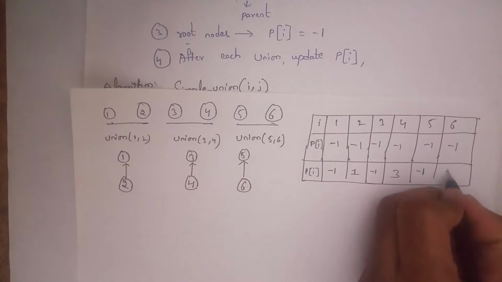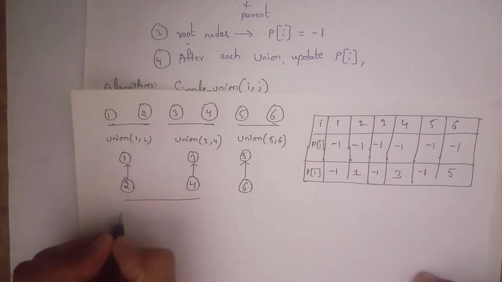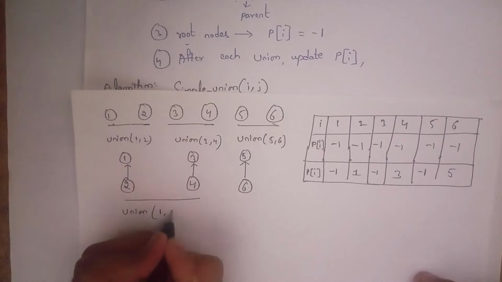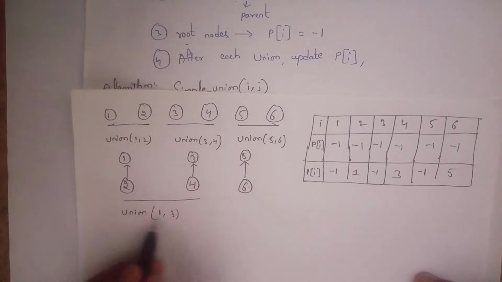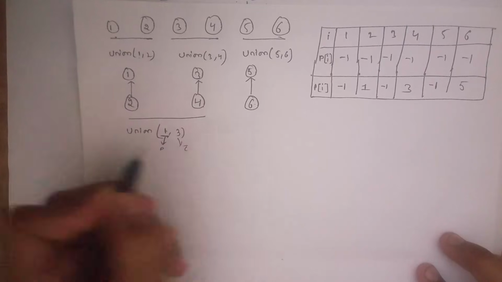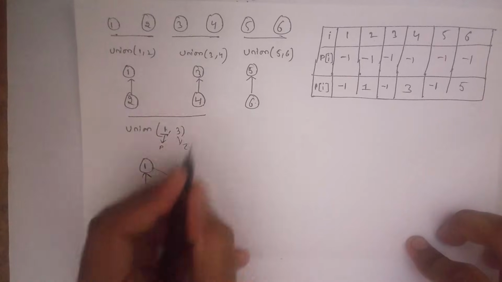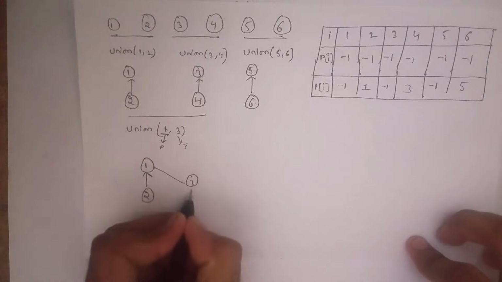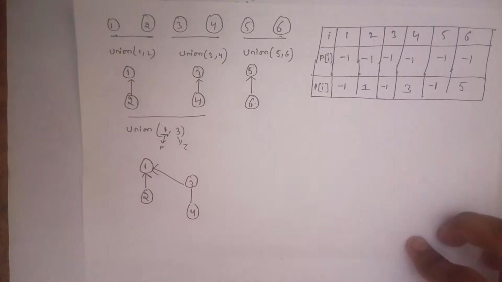Now consider two adjacent trees and perform the union operation. So union of the two parents, that is 1 and 3. For this tree the parent is 1 and for this tree the parent is 3. So now we perform union on 1, 3. As we know, the first element acts as the parent node and the second element acts as the child node. So 1 is the parent node and 3 is the child node. This 3 is pointing to 1, where 3 is the child node and 1 is the parent node.